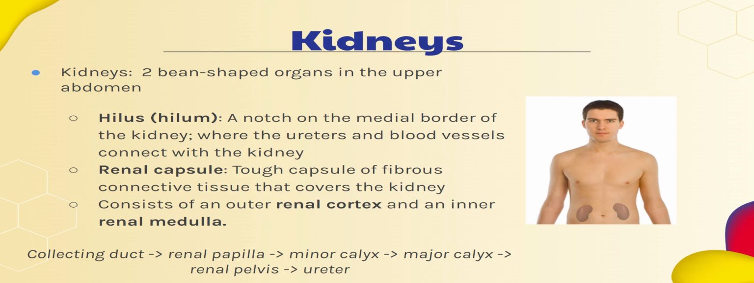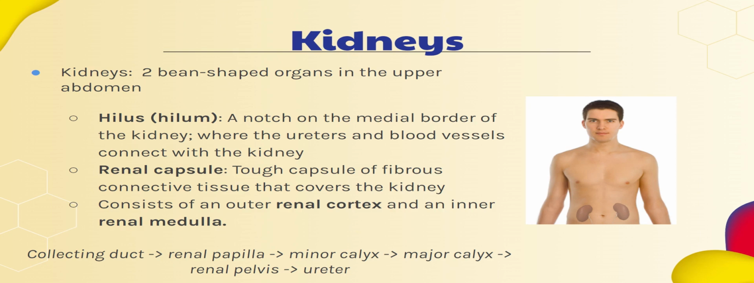The renal medulla contains between 5 to 18 triangular structures, which are known as the renal pyramids. The tip of each pyramid is called a renal papilla. Each renal papilla has several pores, the openings of collecting ducts. Urine passes through each collecting duct through a renal papilla and into a small tube called the minor calyx.